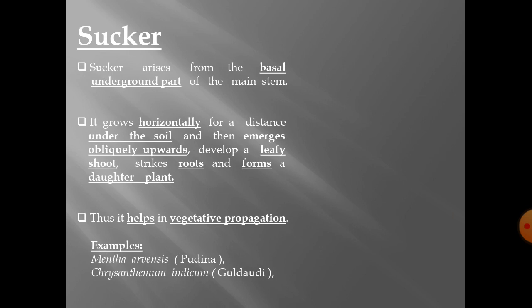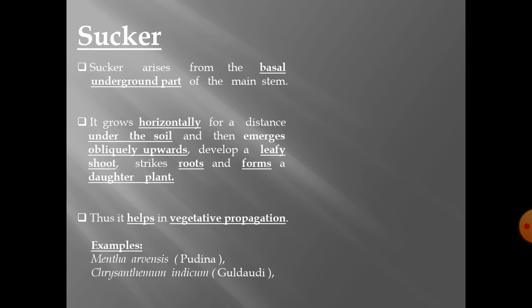Dear students, these points explain the features of sucker. Let us take one by one. The first point says, sucker arises from the basal underground part of the main stem. This is my observation that most of the students do not have a clear concept when they talk about the origin of the sucker. Therefore, all that I would like to focus on at this point is suckers arise from the basal part of the main stem, which is in fact underground.